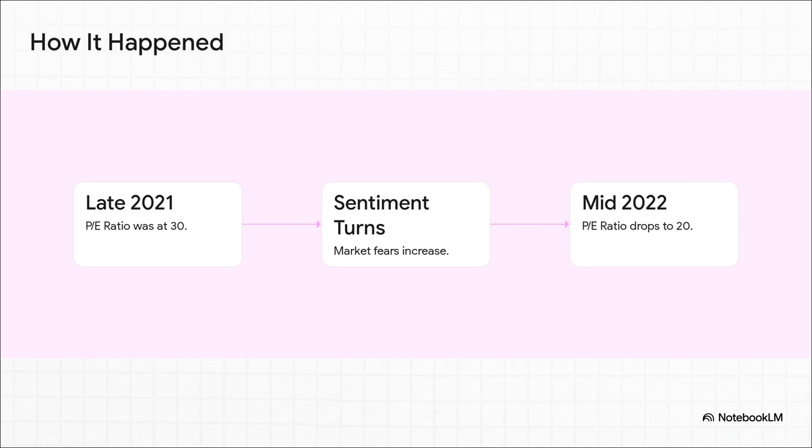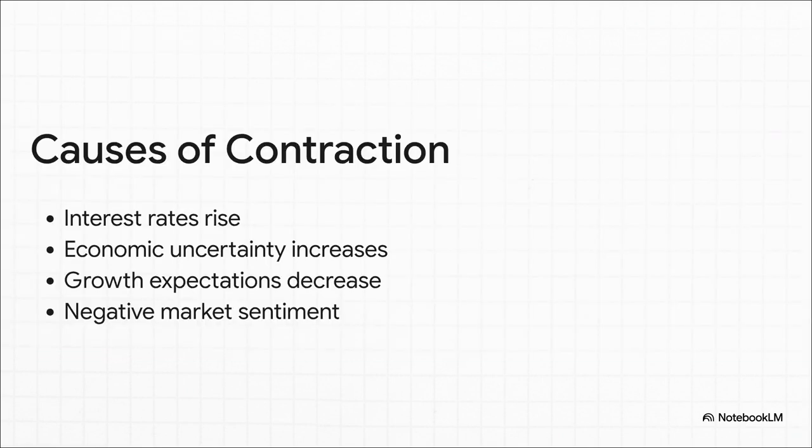Well, it was PE contraction. The PE ratio, which was flying high around 30, got totally crushed, all the way down to 20. So the company's earnings engine was still firing away, but that other engine, the market's valuation engine, just slammed into reverse, and it dragged the stock price right down with it. So what causes this? Well, it's often these big picture things. Interest rates go up, which makes boring, safe investments look better. Or there's more economic uncertainty. Or the market just gets pessimistic about future growth. Any one of those things can squeeze that PE multiple. And it can happen fast.